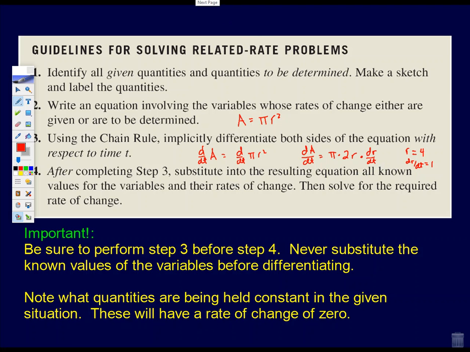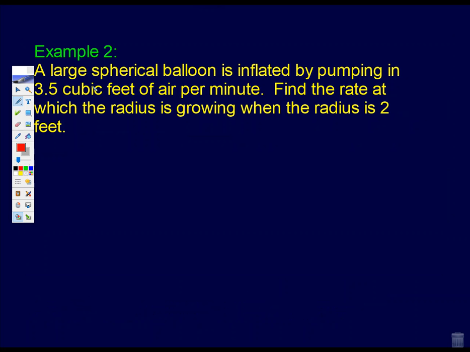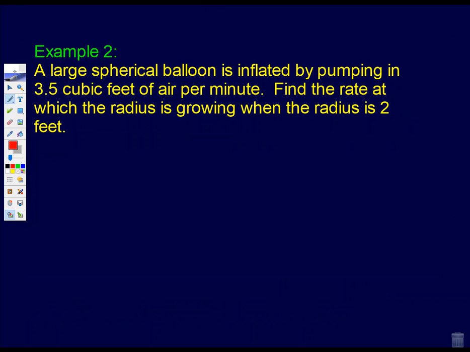Well, let's look at another example problem and see if we can solve it too. So similar to the first one, this time I have a geometric situation again. I've got a large spherical balloon that we're going to inflate by pumping in 3.5 cubic feet of air per minute. We're supposed to find the rate at which the radius is growing when the radius is 2 feet.